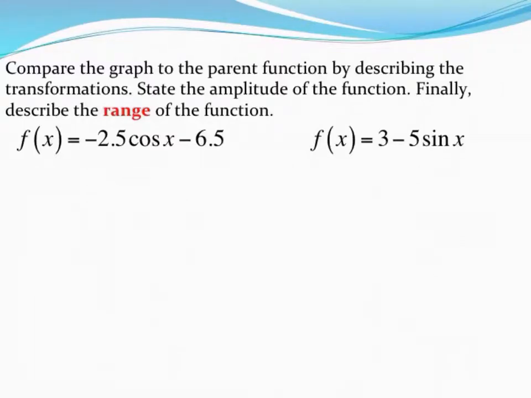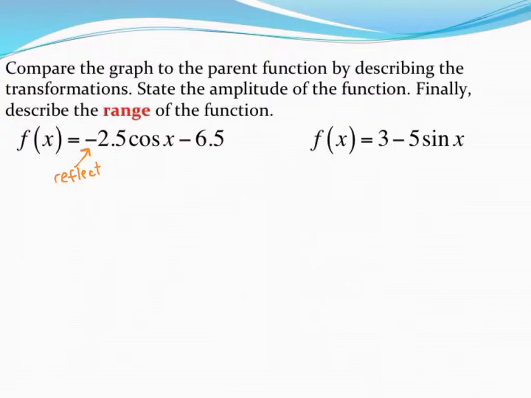Here we have a sine and cosine function that have been transformed. So let's begin by describing the transformations that have taken place. A couple things that I'm going to want to note. If I ever have a negative a value, a negative multiplier of the sine or cosine, that's going to have the effect of reflecting our graph over the x-axis. So this graph will be reflected or flipped over the x-axis.